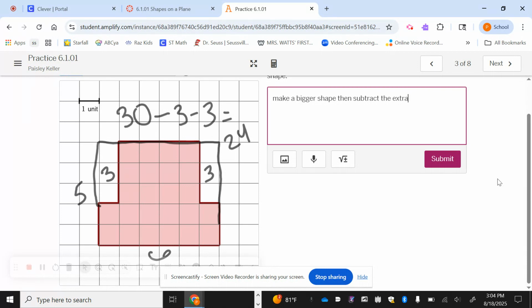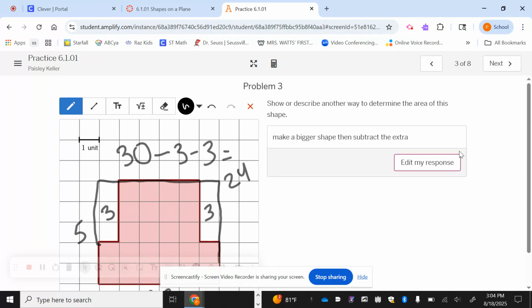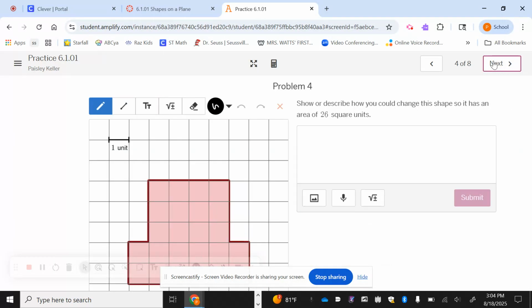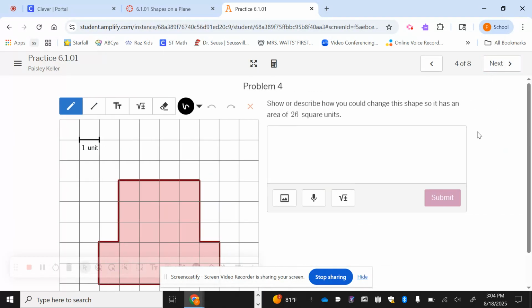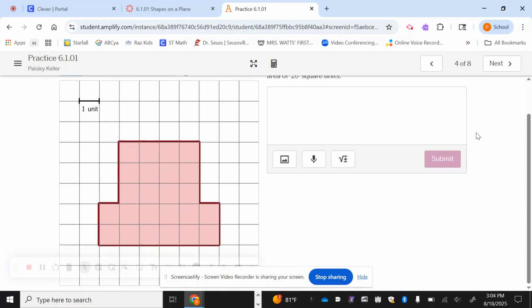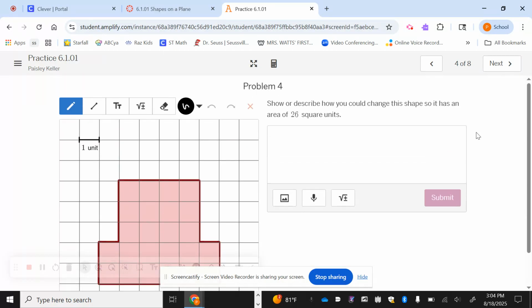And I hit submit, and I hit next. What? It says the same picture again, and it says show or describe how you could change this shape so that it has an area of 26 square units. Well, right now we know that it's got 24 because we've done that two different ways. So how do I make 26?